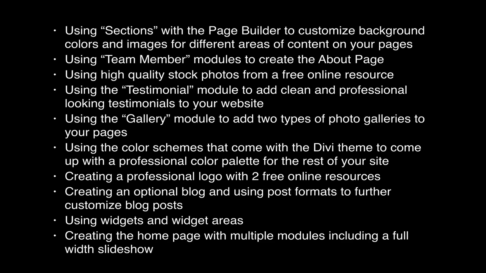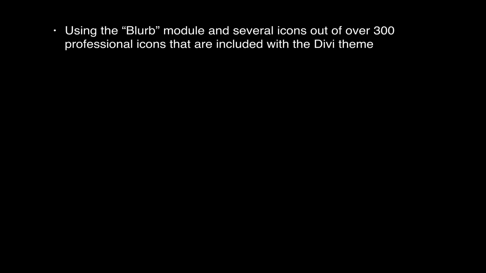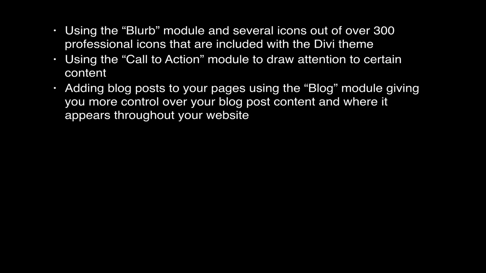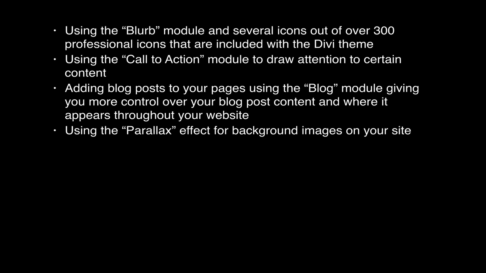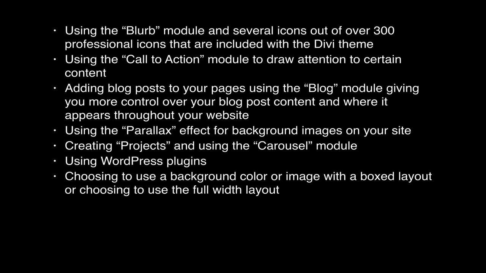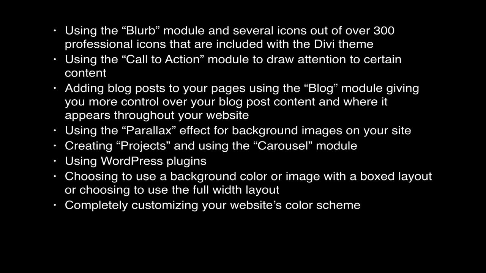modules including a full-width slideshow, using the blurb module and several icons out of over 300 professional icons that are included with the Divi theme, using the call to action module to draw attention to certain content, adding blog posts to your pages using the blog module, giving you more control over your blog post content and where it appears throughout your site, using the parallax effect for background images on your site, creating projects and using the carousel module, using WordPress plugins, choosing to use a background color or image with a box layout or choosing to use the full width layout, completely customizing your website's color scheme, basic WordPress settings, and more.